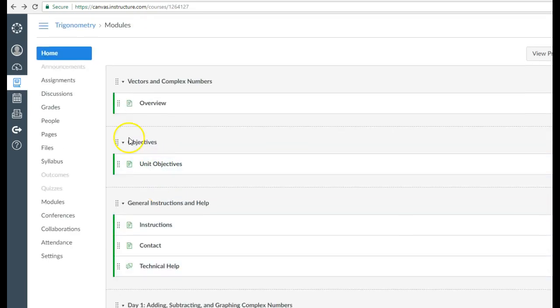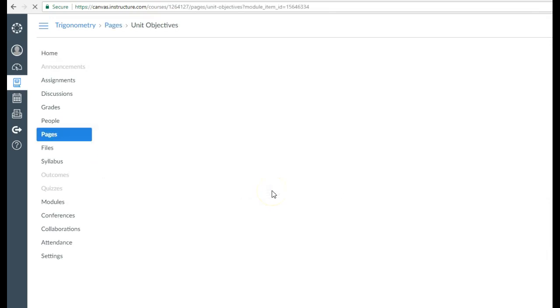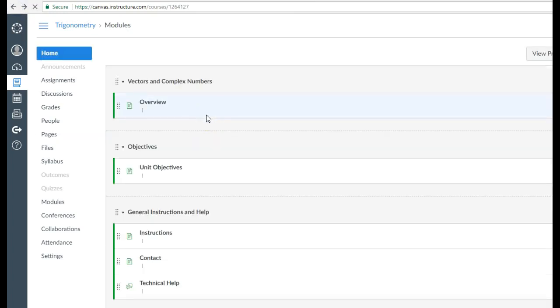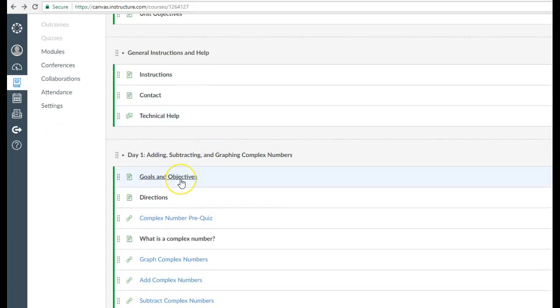Here we have unit objectives, clearly stated, and an outcome. I think this format was from one of the earlier readings we did in this class where we've got goals, objectives, and outcomes. And so that's for the unit. Each day has a similar goal and objective. It's got daily goals and daily objectives. And so it's pretty robust as far as goals and objectives.